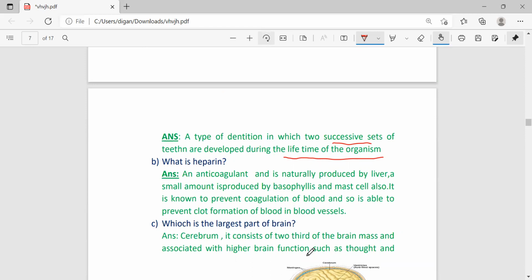Next question is what is heparin? It is an anticoagulant. Anticoagulant means it prevents the clotting of the blood. It is secreted by the liver. A small amount is also produced by basophils and mast cells, and it prevents the coagulation of blood, so it is able to prevent clot formation in the blood vessel.